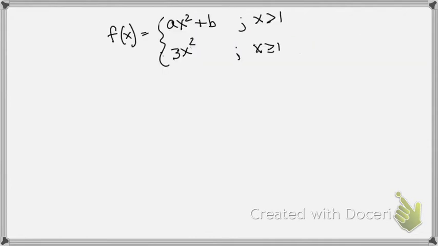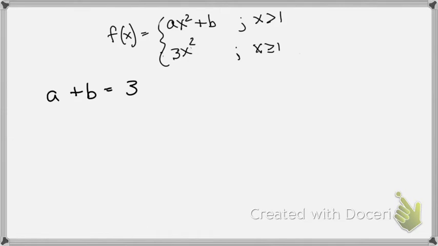Okay, so here it is again. I'm going to set the two heights equal when x is 1. So plugging in a 1 for x, you'd get this. Okay? Setting their two heights equal. Then I have to find their two derivatives, treating the a and the b like a constant.